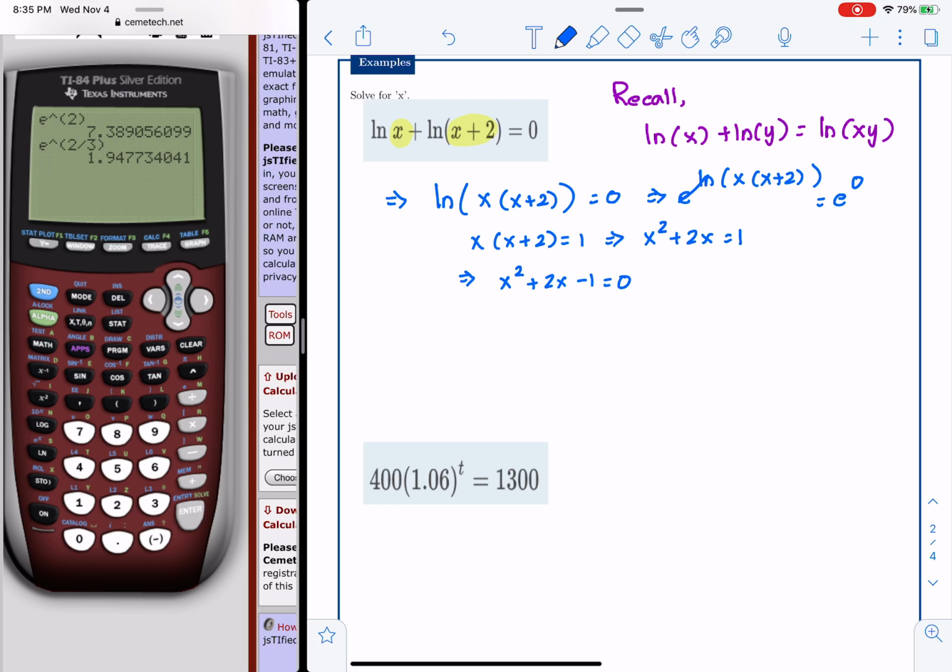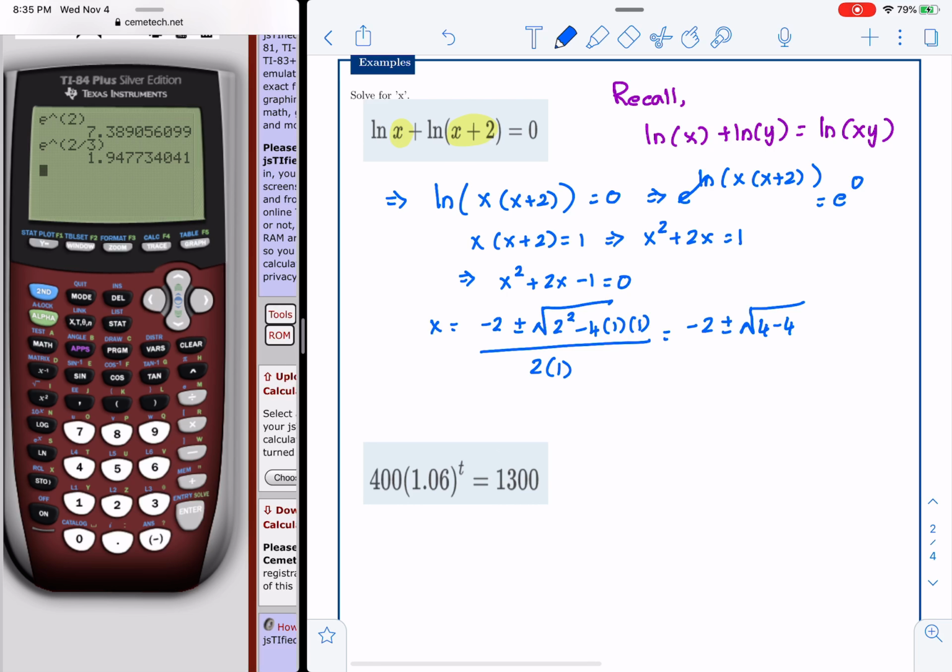Now that is a quadratic equation, and we want to find the roots of the quadratic equation, so we can use the quadratic formula. So minus b plus or minus the square root of b squared, minus 4 times a times c, divided by 2a. Minus 2 plus or minus the square root of 4 plus 4, divided by 2.